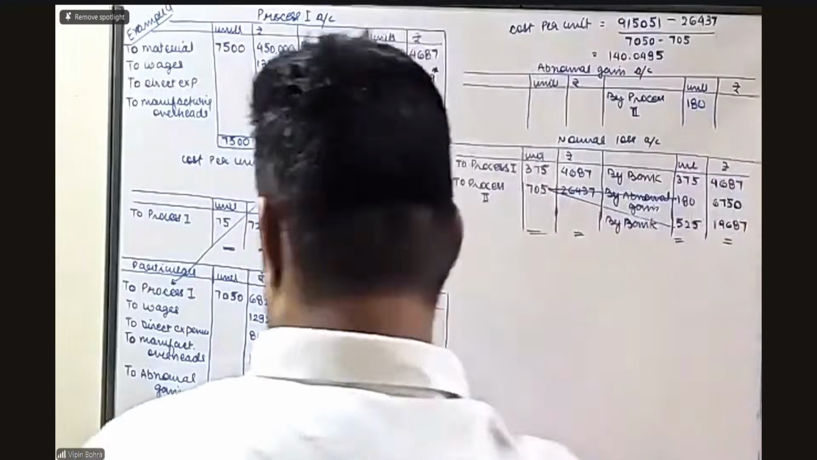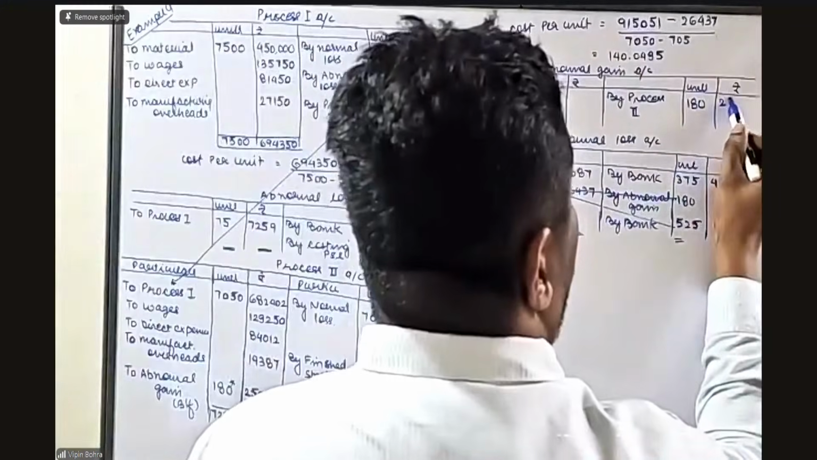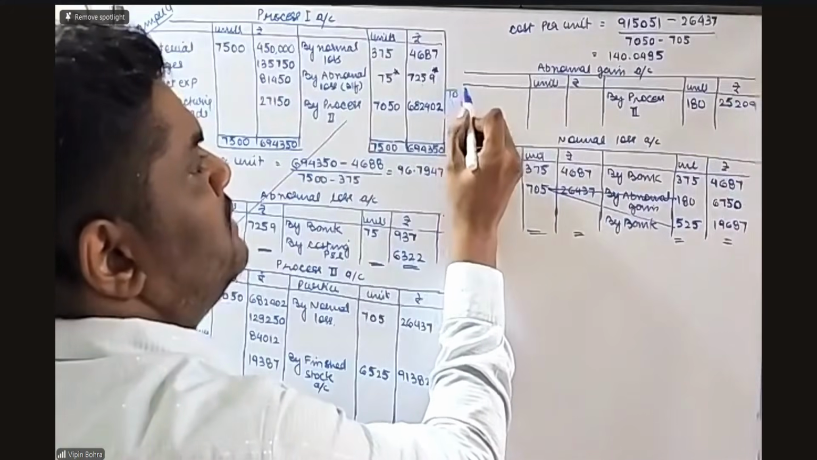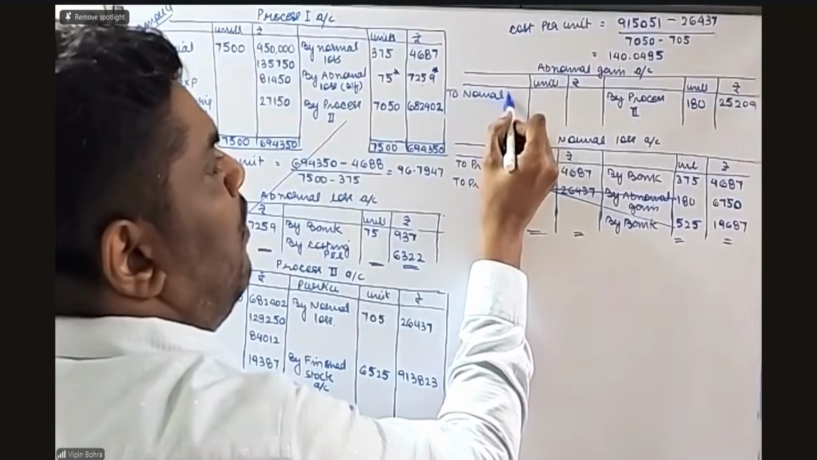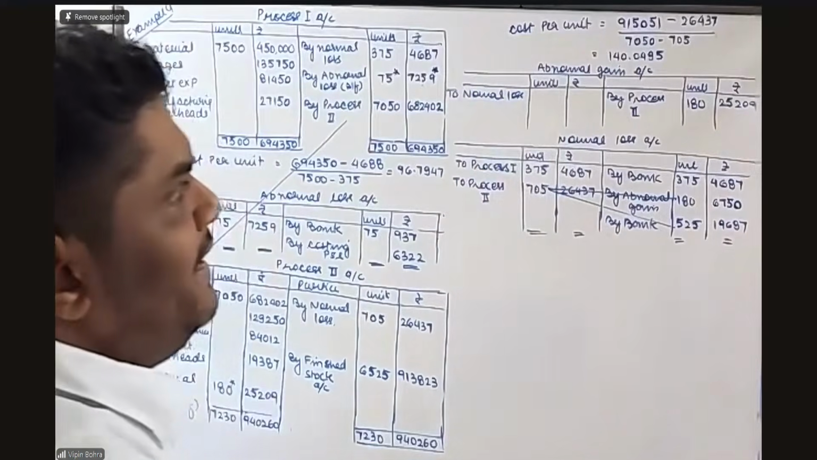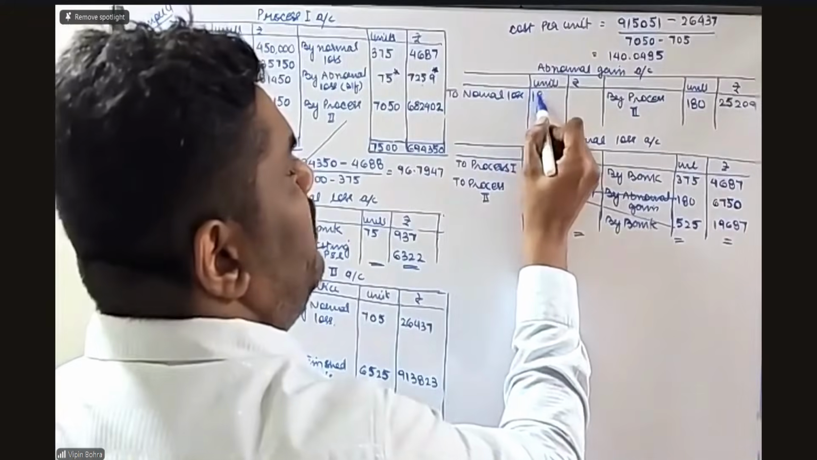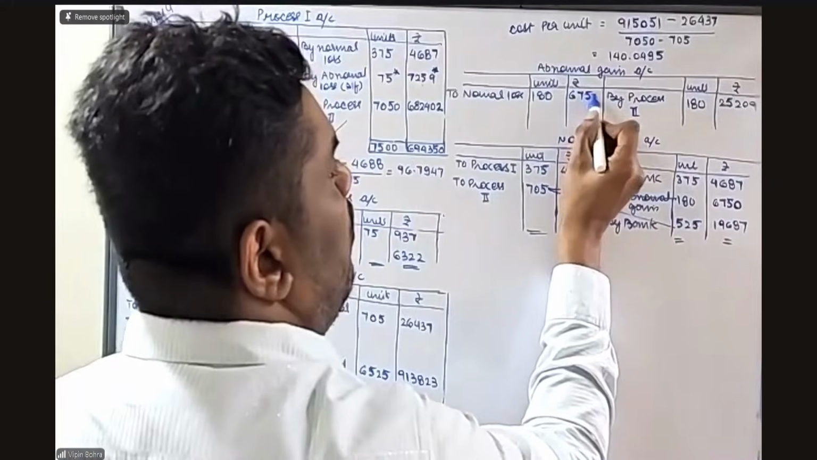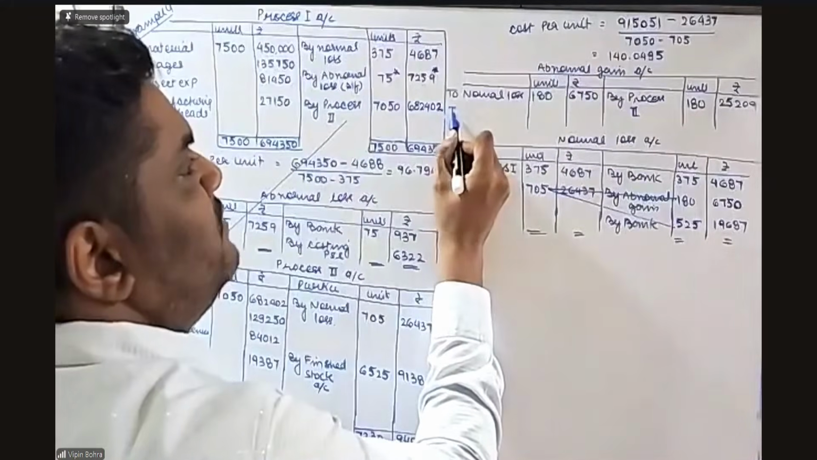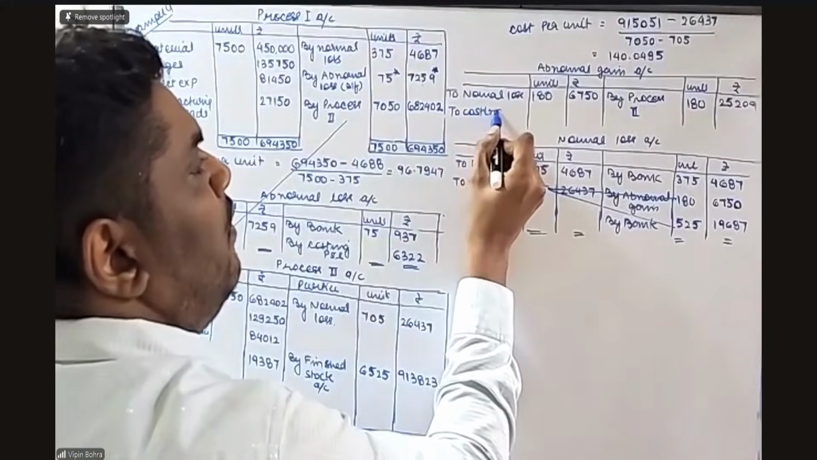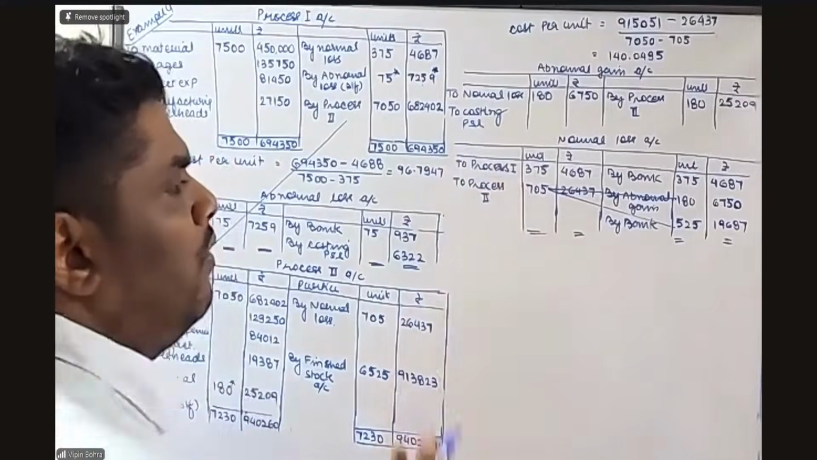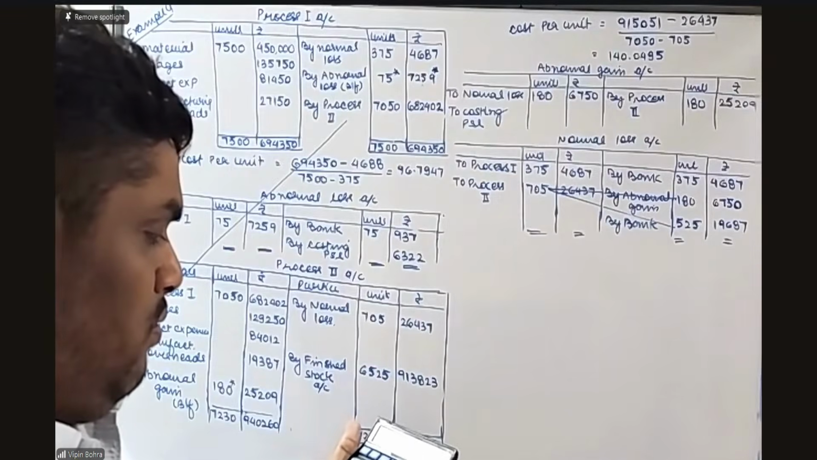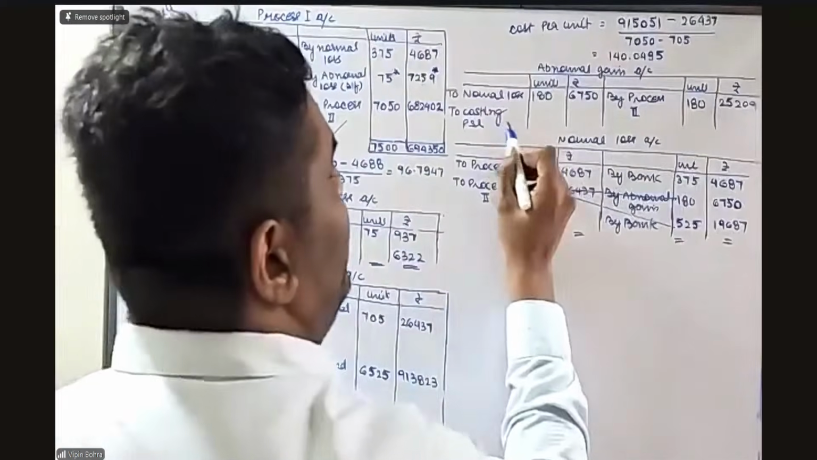180 units, and the value is 25,209, adjusted against normal losses 180 units, and the amount is 6750. So the balance amount is to be transferred to costing P&L, $18,459.